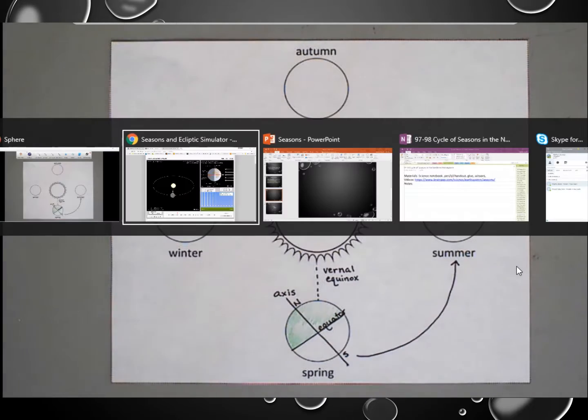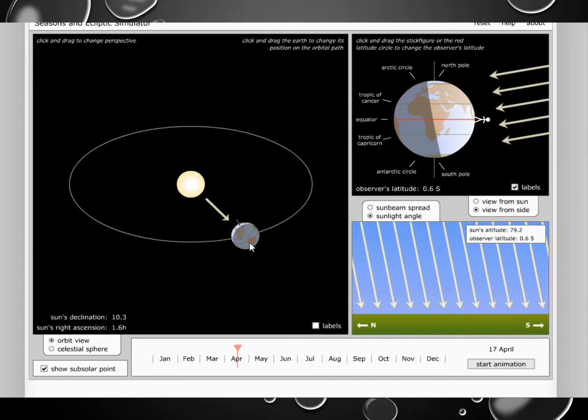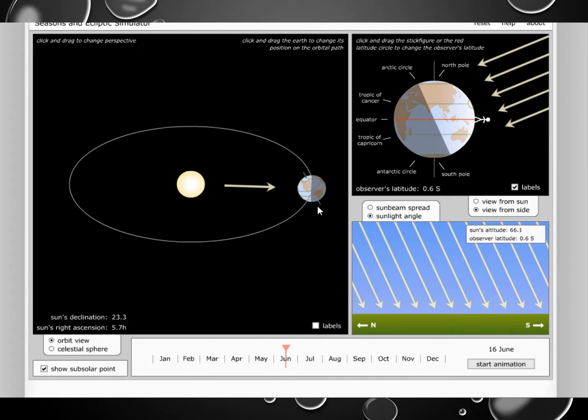If we go back to our model, we're going to drag it around till we line up over here, and now we're in June. If you look over here at this model, you can see it too. It's tilted with the axis leaning towards the sun. So you can see this northern hemisphere is not a lot closer, but is getting a lot more sunlight than the southern hemisphere. So the northern hemisphere right here is experiencing summer. We're a little bit closer to the sun now, so that's why our temperatures get hotter.